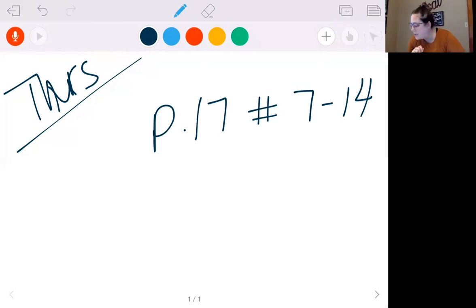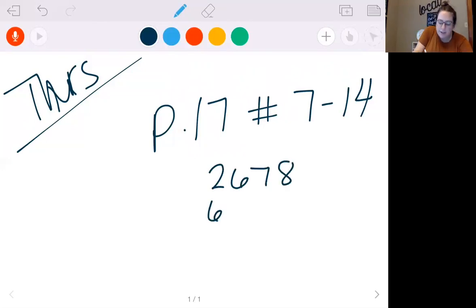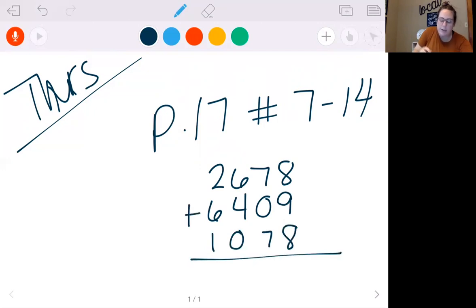So let's look at page 16. Let's do number 1 together that you had yesterday. And we're going to do that to review for what you do today. So you had 2,678, 6,409, and 1,078. So what they wanted us to do was add those up to make sure they are totally lined up correctly. If we don't line them up correctly, you're going to risk putting them in the wrong columns and get the answer totally wrong. So the first thing they give us is 8 plus 9 plus 8.